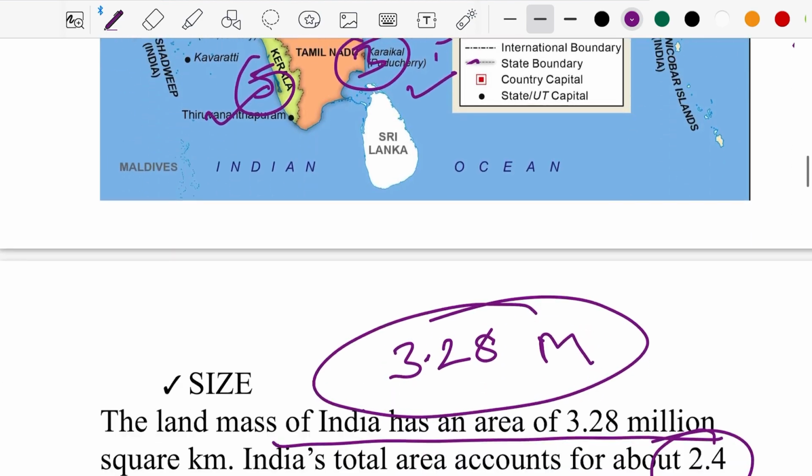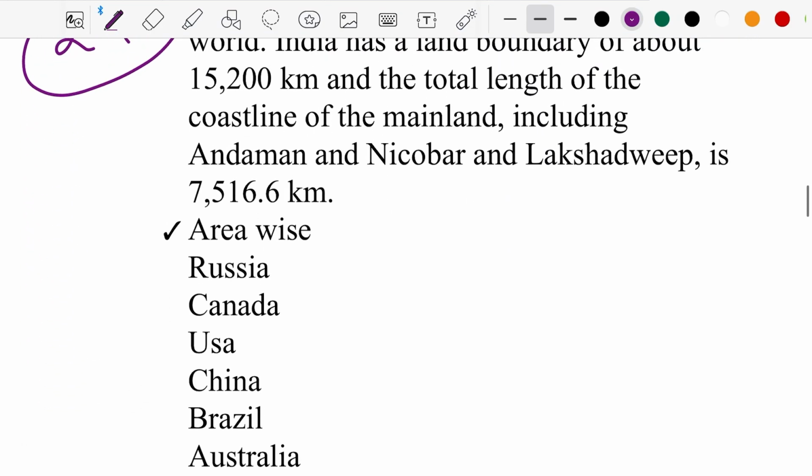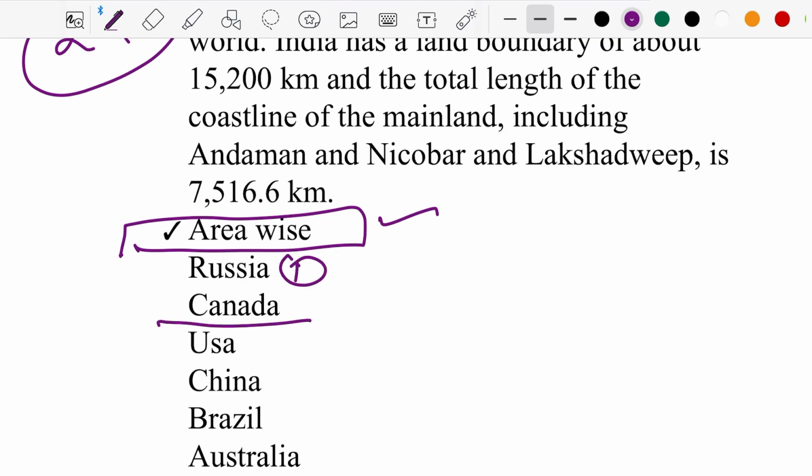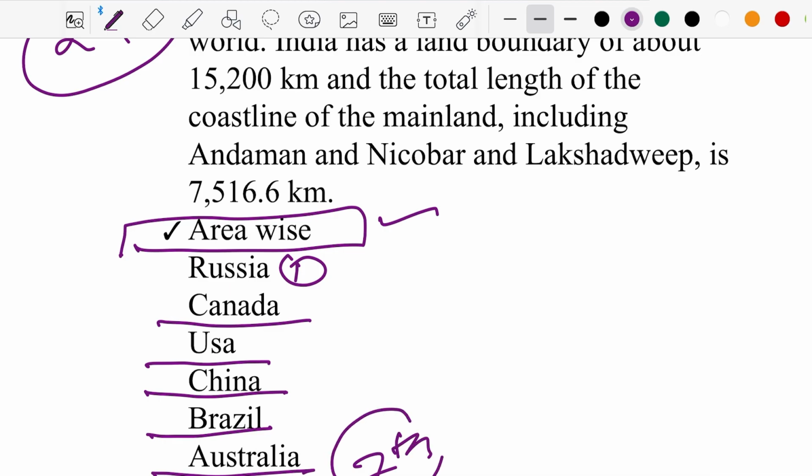Next we'll move ahead. We talk about area wise. Which countries have the largest area in the world? First it is Russia. Second it is Canada. Third it is USA. Fourth China. Fifth Brazil. Sixth Australia, and India is coming at the 7th number. So India, on the basis of area, is coming at the 7th number.